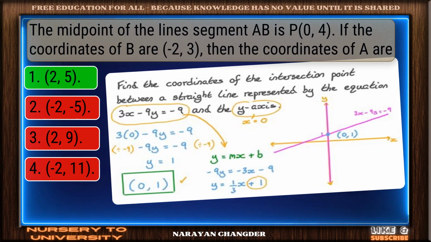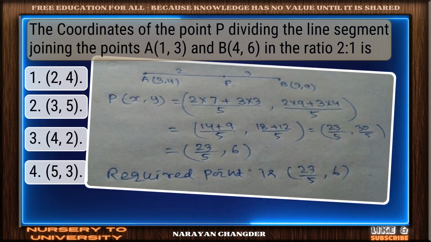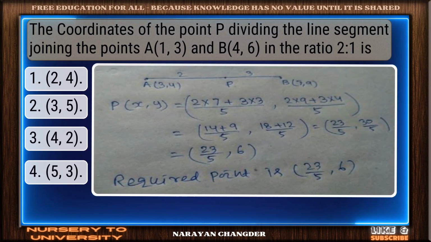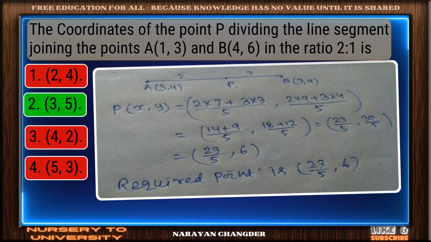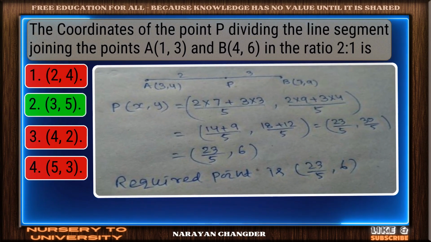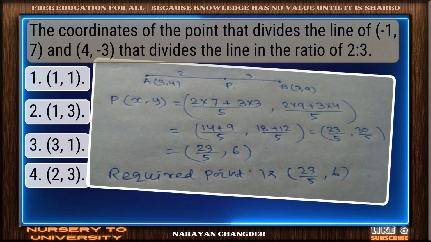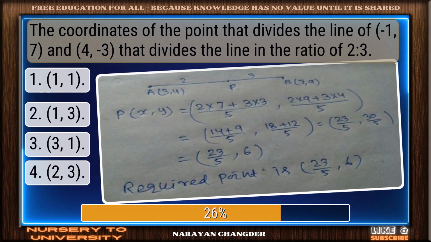Strong choice. Is right? The coordinates of the point P dividing the line segment joining the points A and B in the ratio 2:1 is. Good job. Works well. The coordinates of the point that divides the line in the ratio of 2:3.